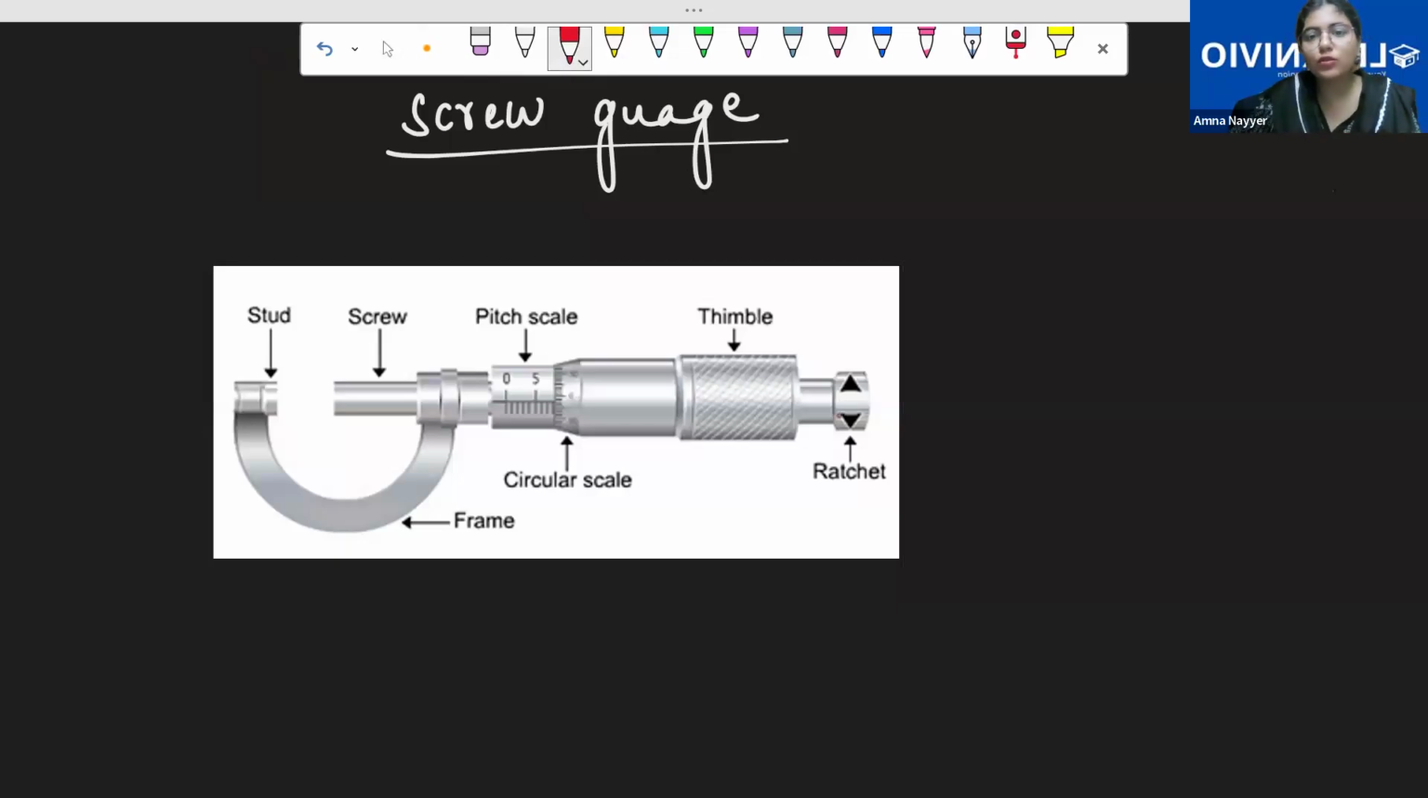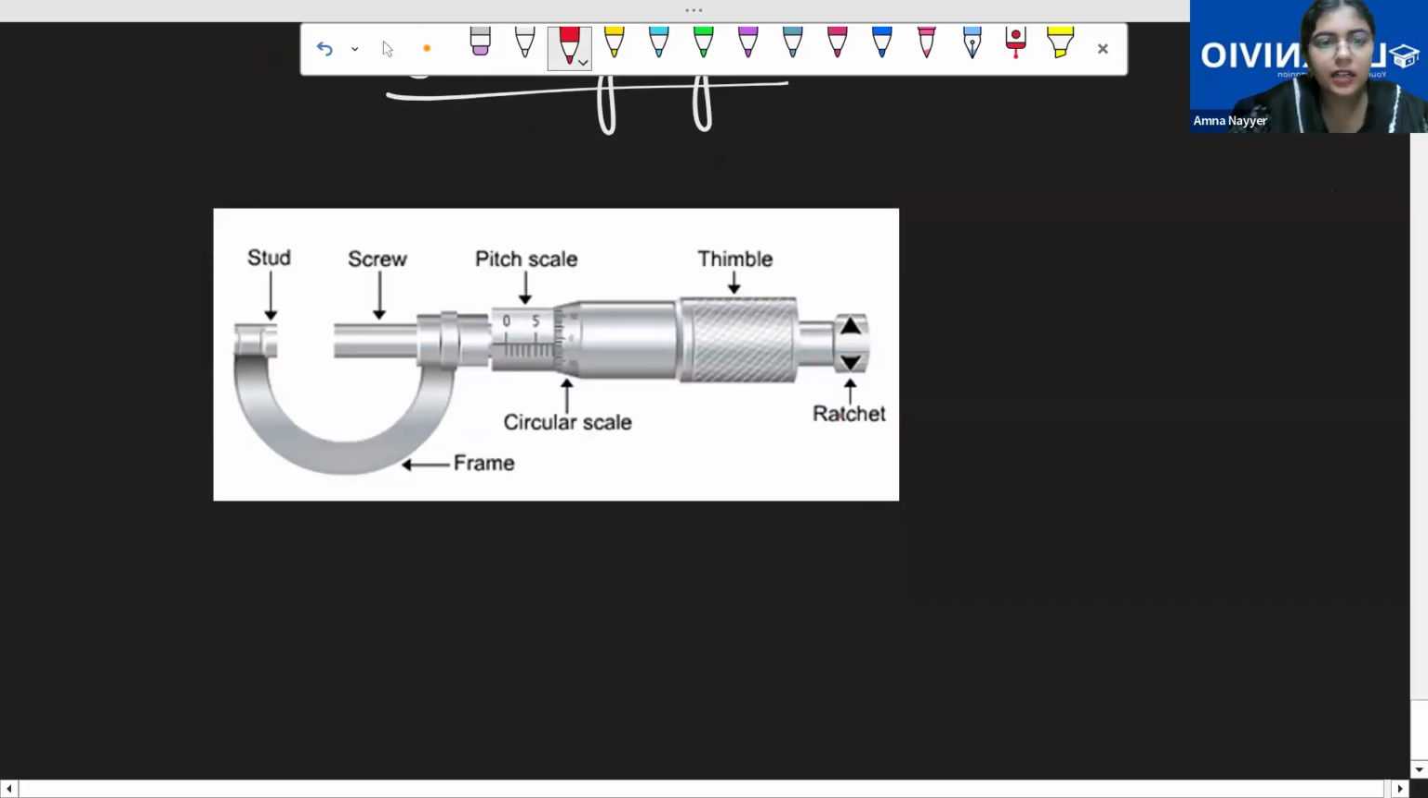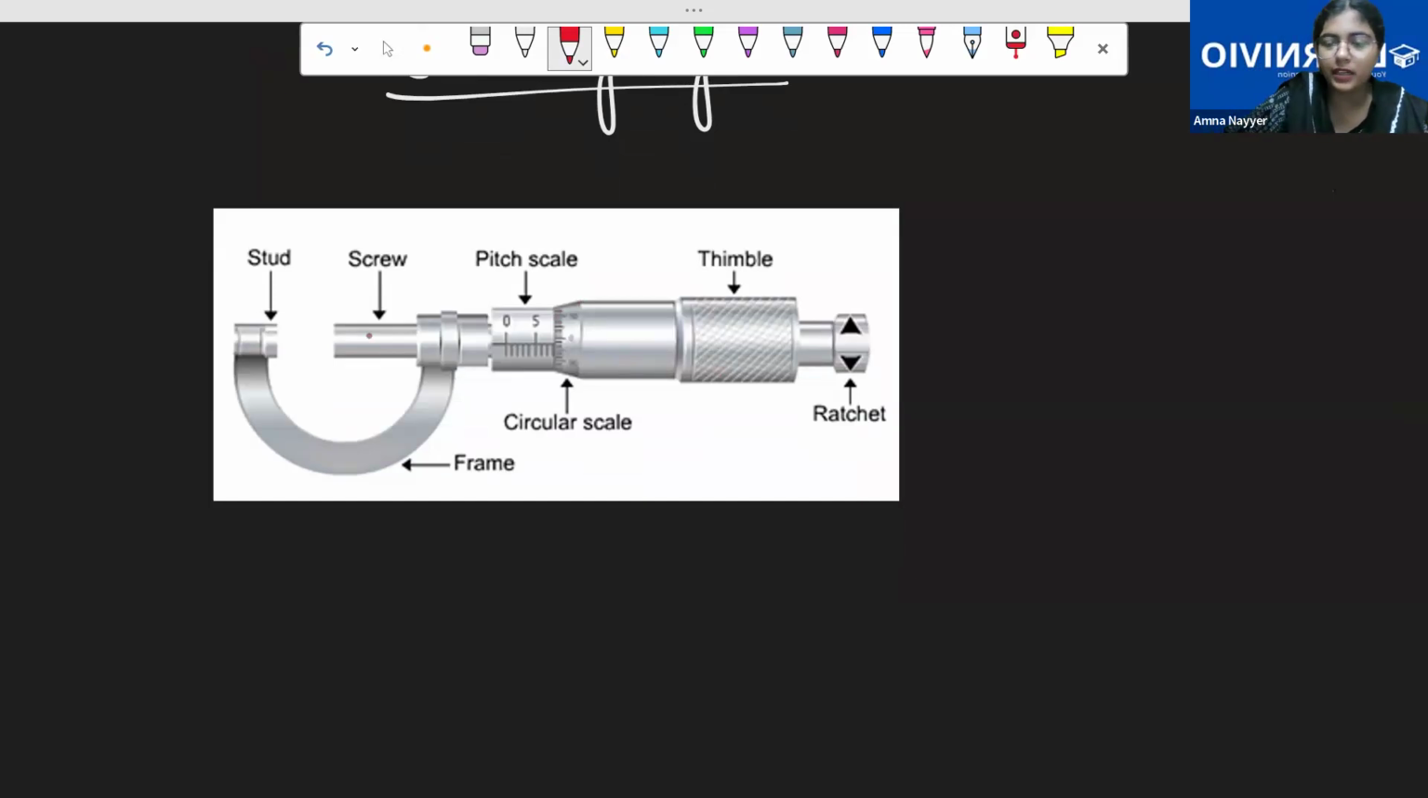See, this is how a screw gauge looks like. This is the circular scale here. Basically, it gives the reading more in micrometers, so this is known as a micrometer screw. When anything is put here, whatever object you need to measure the radius or diameter of, it is put between the stud and the screw, and using the ratchet, this is turned.